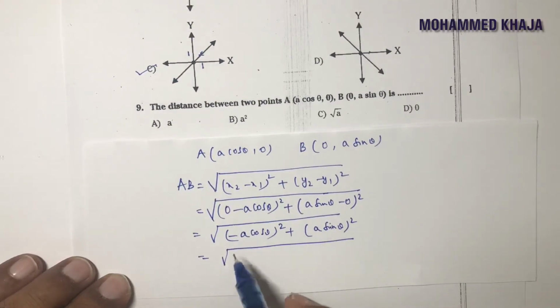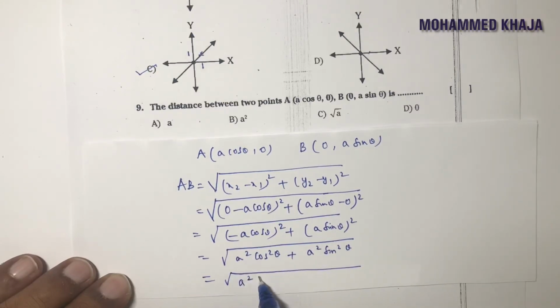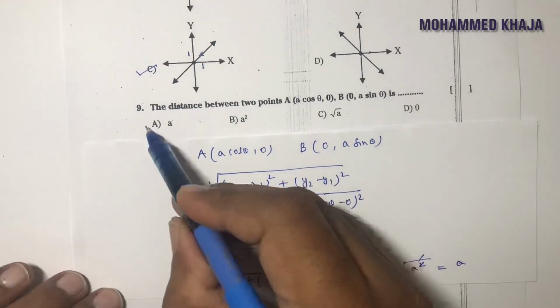If I expand, this will become a square cos square theta, this also a square sin square theta. If we take a square common, cos square theta plus sin square theta. Cos square theta plus sin square theta is 1. So under root a square, under root a square is nothing but a. So the correct option is a.